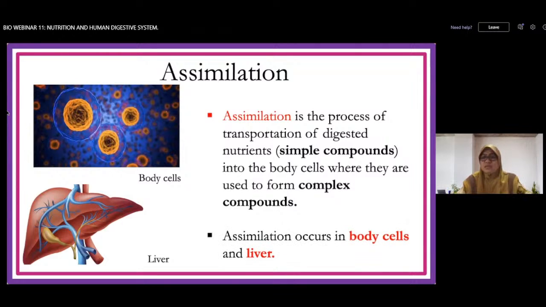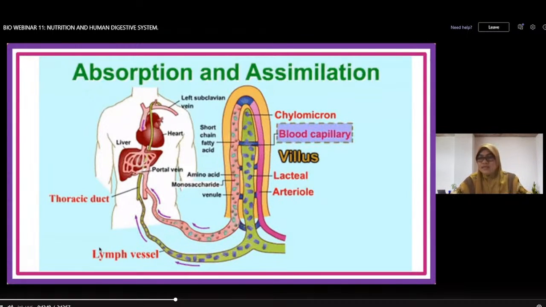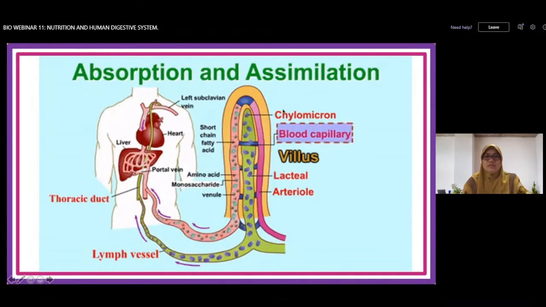Basically, assimilation occurs in a body cell and also in the liver. You can see there is a picture of body cell and liver. Look at this GIF picture, a moving picture. You can see the connection between the absorption and assimilation processes.